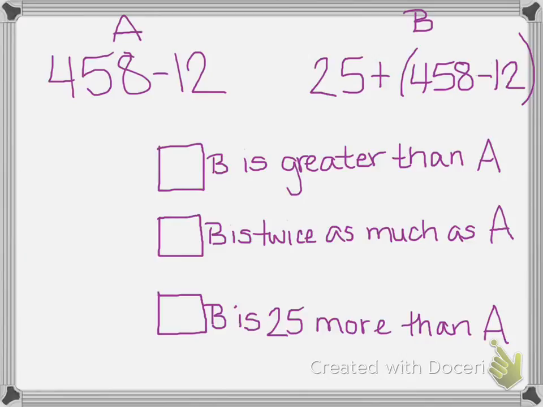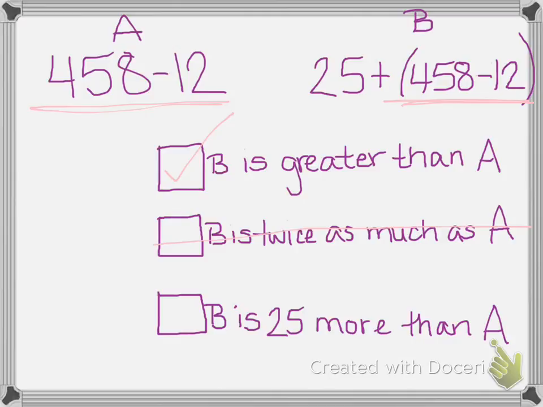Number 5 says expression A is 458 minus 12. Expression B is 25 plus 458 minus 12. It wants you to check all that apply. So 458 minus 12. B is greater than A. So since 458 minus 12 and 458 minus 12 are the same, we add 25, we know B is going to be greater. B is twice as much as A. That would be times 2. It's just plus 25, therefore that is not correct.